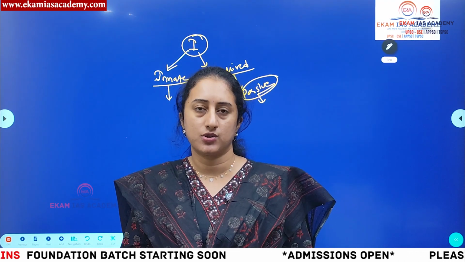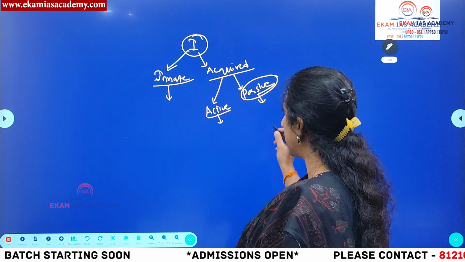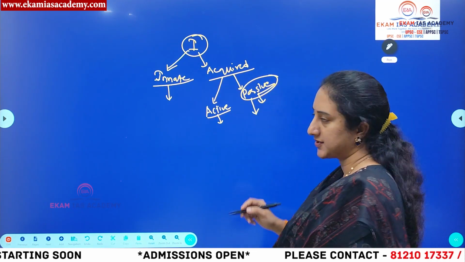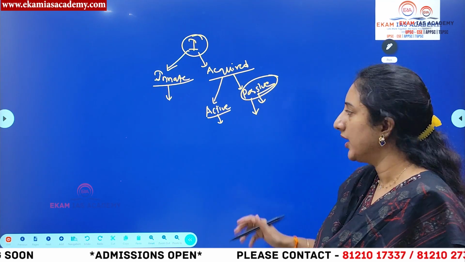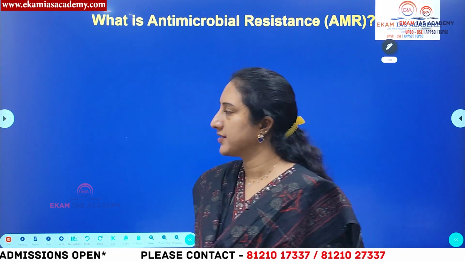And passive immunity, as I told you, is also acquired from the mother through breast milk and all these things. But in the case of antibiotics, which is the main subject of discussion, that falls under passive immunity, right? So let us understand what is antimicrobial resistance now.